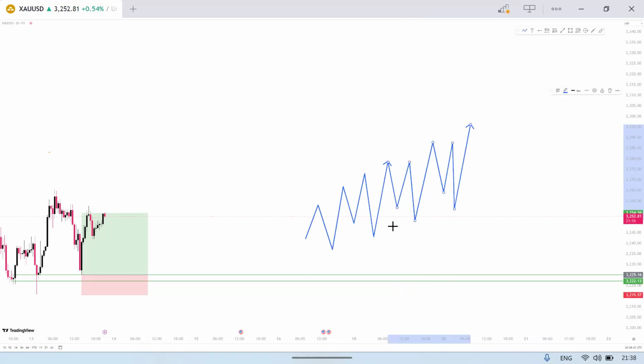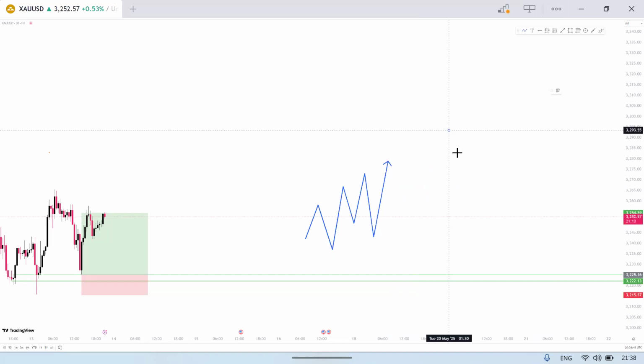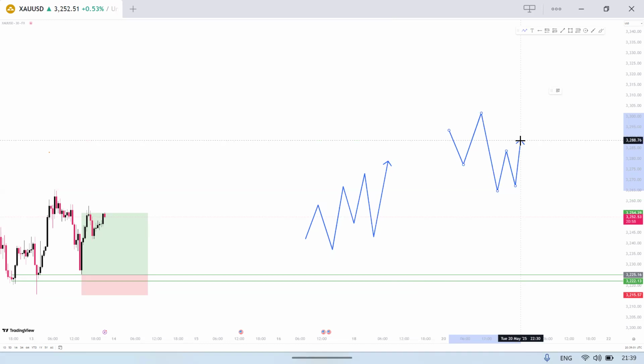And type 1 for sell is something like this. You expect something like this: price taking out the buy side liquidity, coming down to break in the opposite direction, giving you a pullback for liquidity, then going back up.